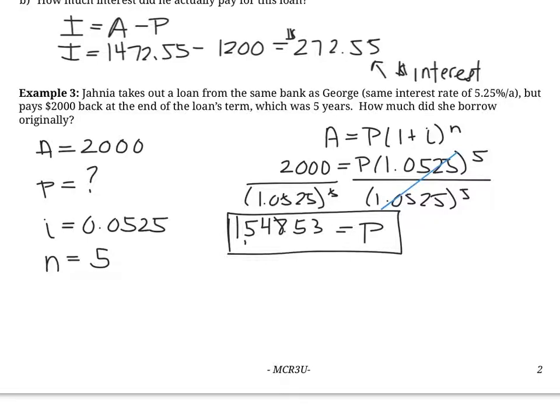Does this number make sense? If she owes $2,000 and it's gaining interest, that means at the beginning of the story she must have borrowed less than that. So this number is less than $2,000. It's not hugely different, which means that we're probably on the right track. So in our calculation, it shows that she must have originally borrowed $1,548.53. It was compounded annually at this interest rate for 5 years, and we got $2,000. So this is how much she borrowed originally.